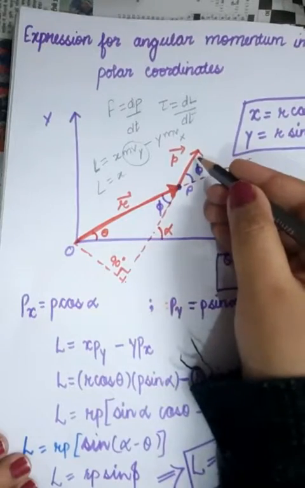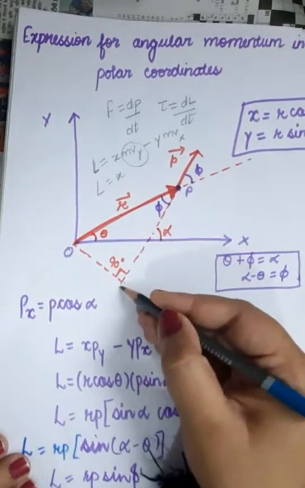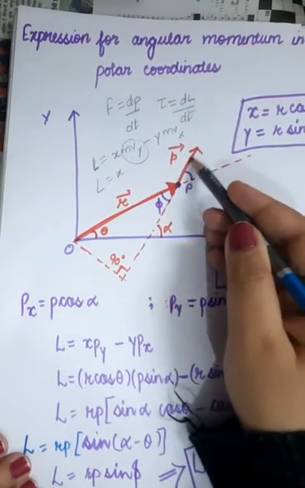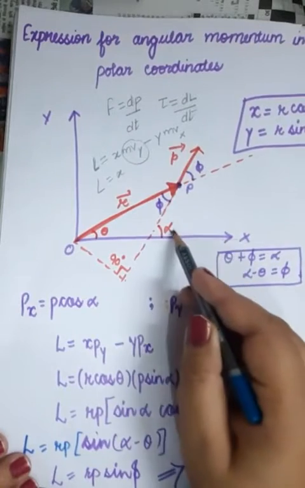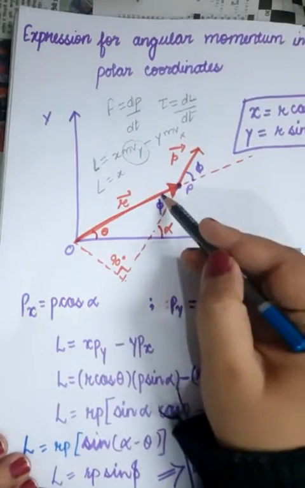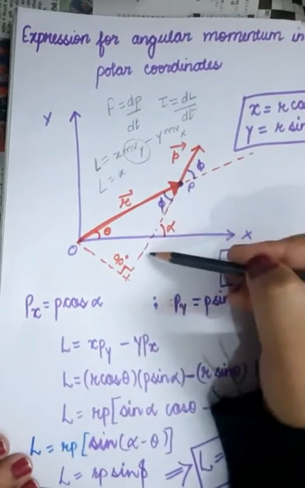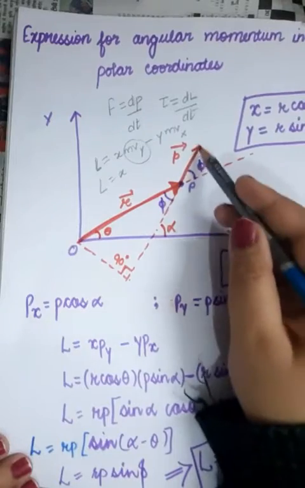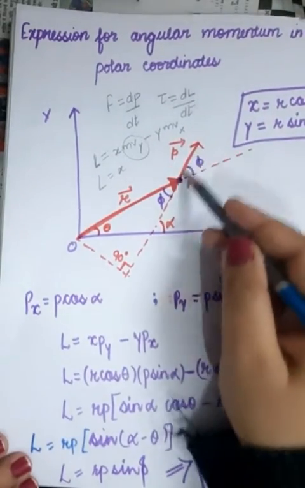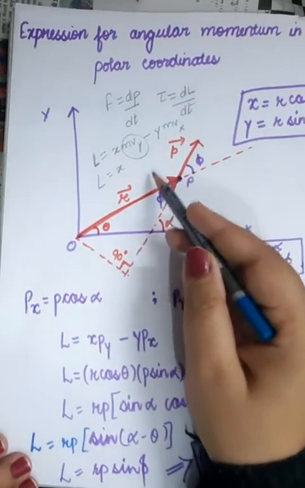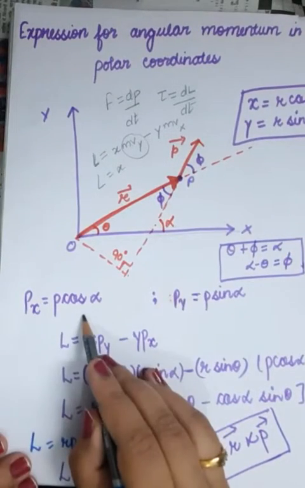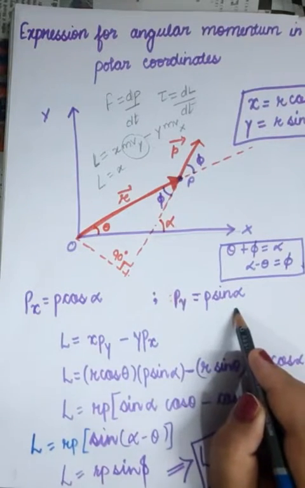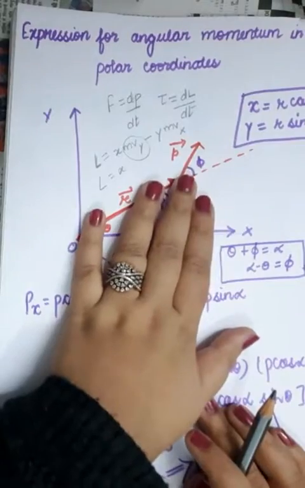And if you extend the line of the p vector, you get a line like this, join it from the origin, and the angle made by the p vector with the x-axis is alpha, and the angle made between the r vector and the p vector is phi. So let us resolve the p vector into two rectangular components along the x direction and along the y direction, so that px will be equal to p cos alpha, py is equal to p sin alpha. So these are the two rectangular components of the p vector, right?